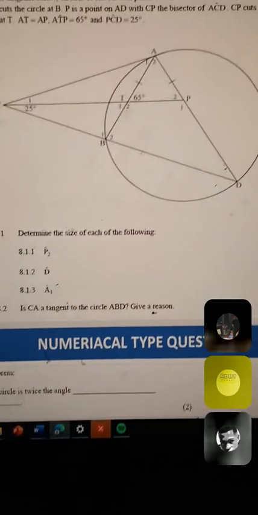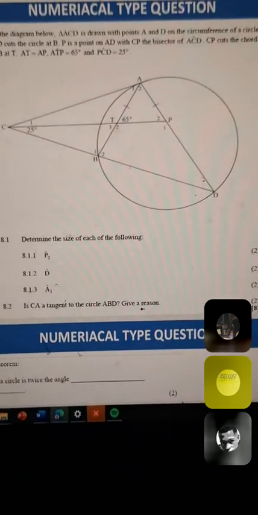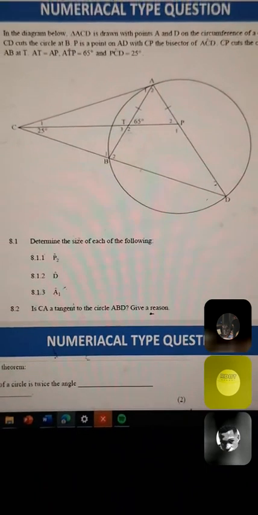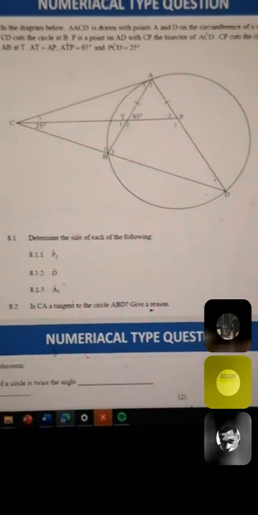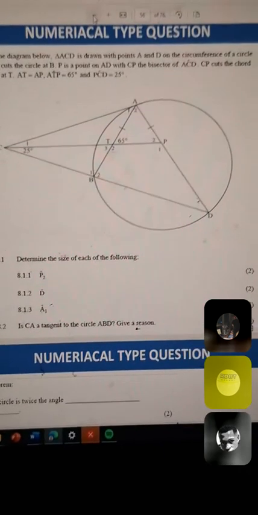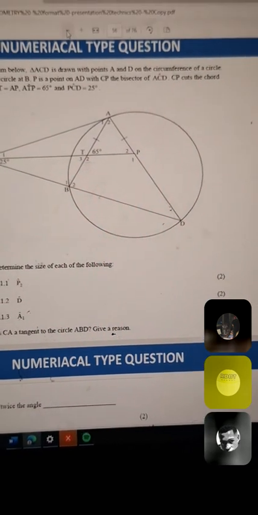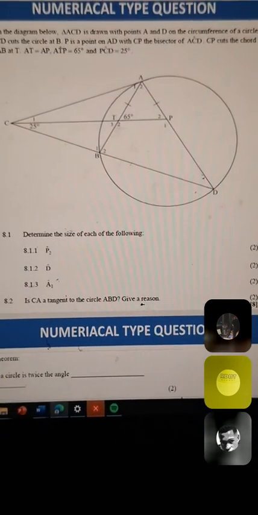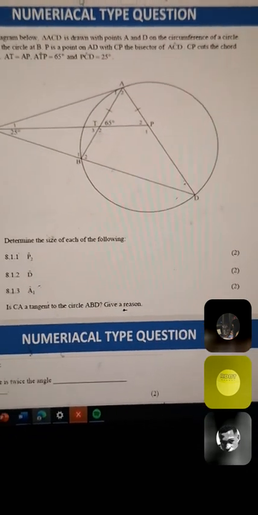Let's zoom in a little bit more now and come here to 8.1.3. We want angle A1. Can any of you tell me or lead me in getting angle A1? Sure, DiMarco. Finding A1, you'll say A1 will be equal to D because of the tan chord theorem. So angle A1 is equal to angle D, and the reason is the tan chord theorem.